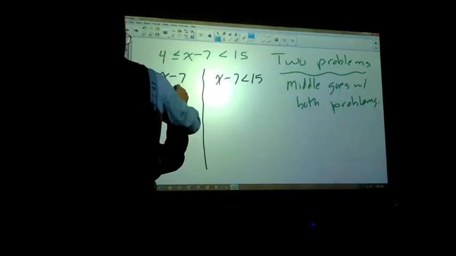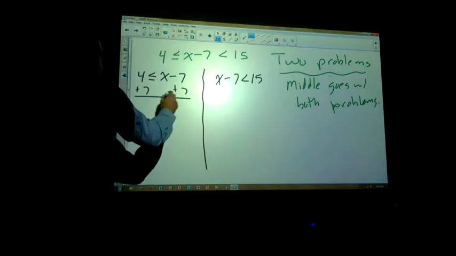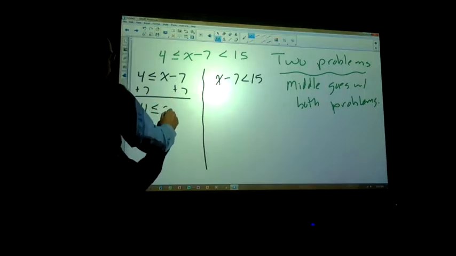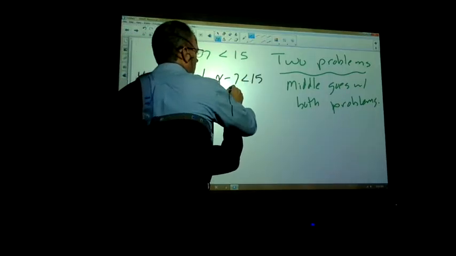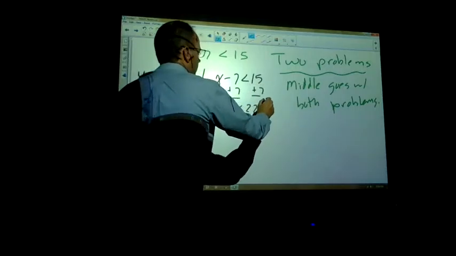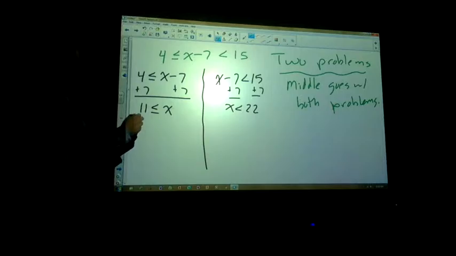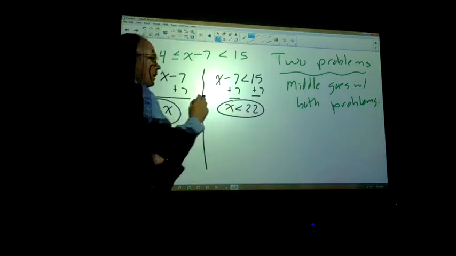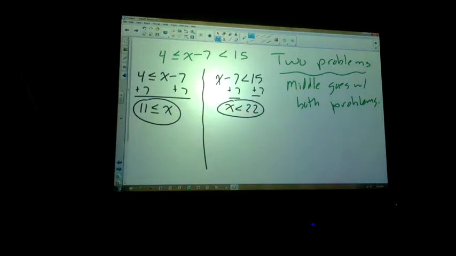Okay, so I'm going to add 7 to both sides. That's 11. And then this one I add 7. 22. Okay, so let's think about this. I'm going to circle this, because we're eventually going to get back to putting those back together. But I'm going to hold off for a second. So if I flip this over like that, do you feel comfortable with that?